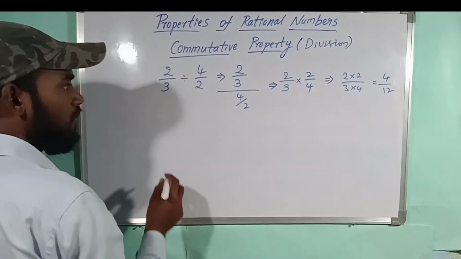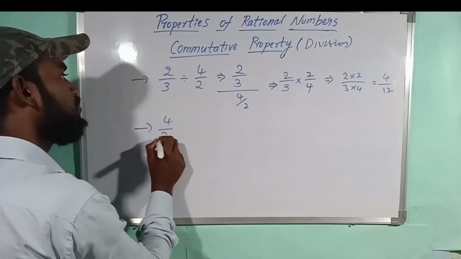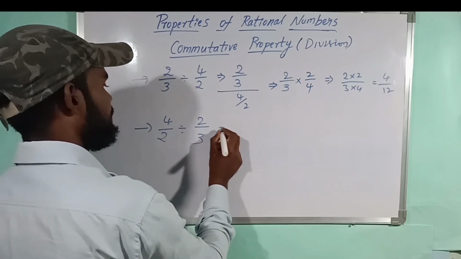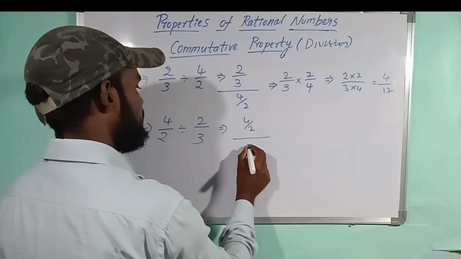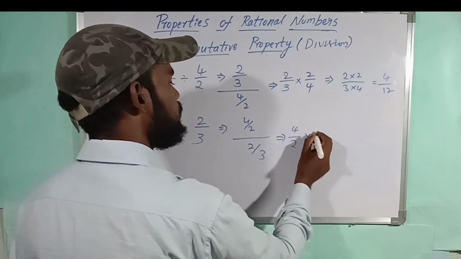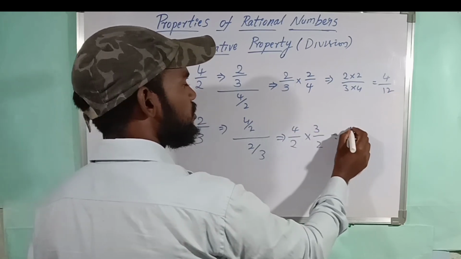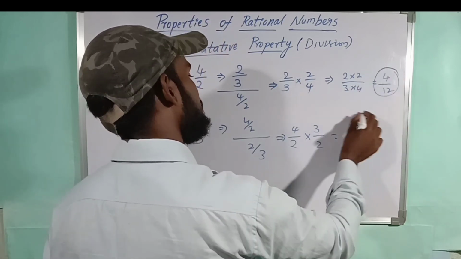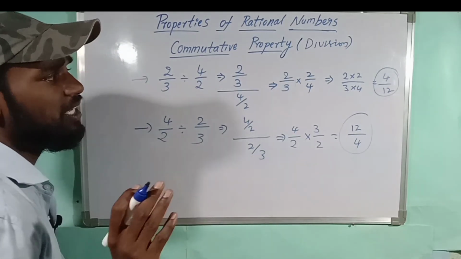Now change the order please: 4 by 2 divided by 2 by 3. So 4 by 2 into 3 by 2. What do we get? 4 into 3, 12, and 2 into 2, 4. See the results. Are both the results the same or not? No, both the results are different.